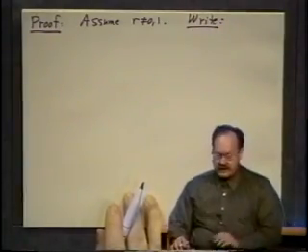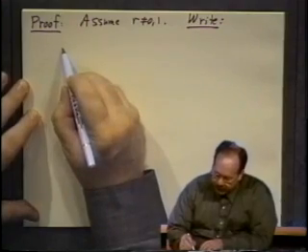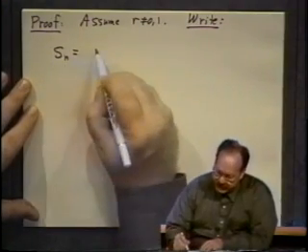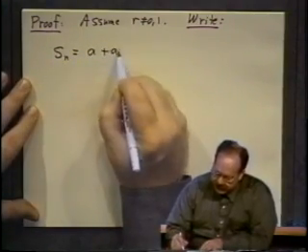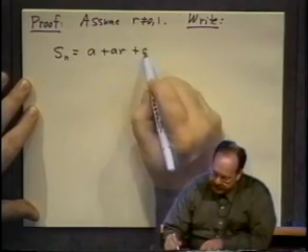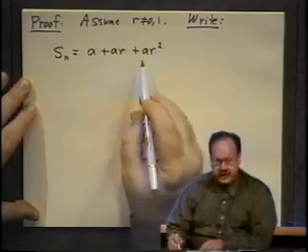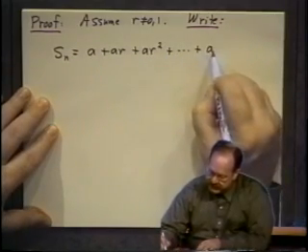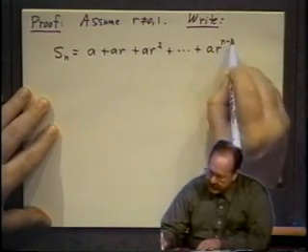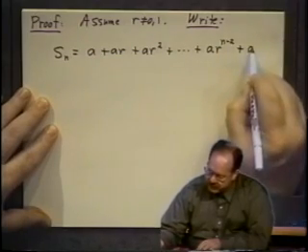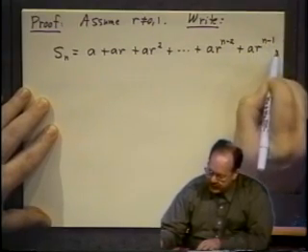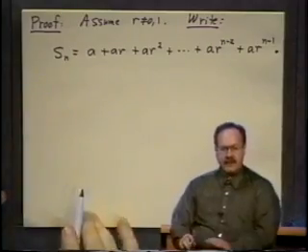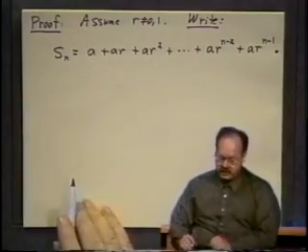First, let's write down S sub n. So, S sub n is equal to a plus ar, and I'll put out a few terms here, plus ar squared, that's where the sum is, plus all the way up to, and I'll do the one second to the end, ar^(n-2), plus the last one, ar^(n-1). And it ends there, of course. That's the nth sum, by definition.